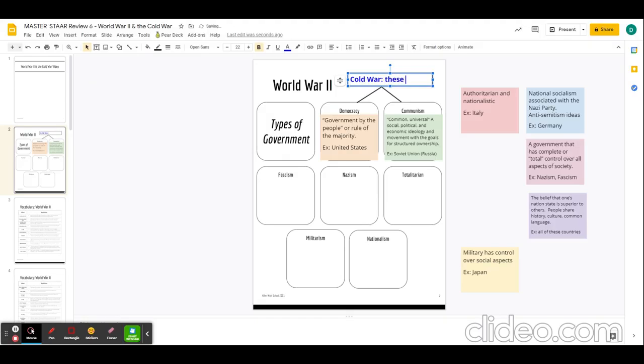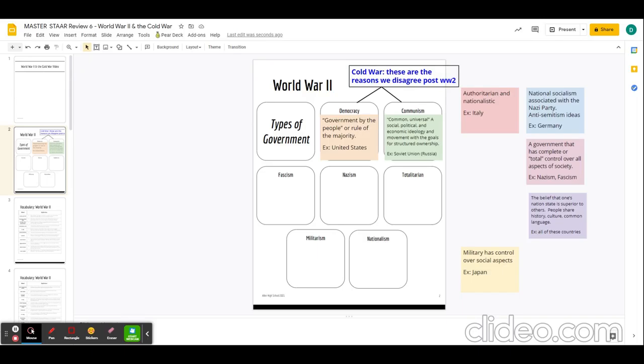These are the reasons we disagree post-World War. So those tensions are there underlying during World War II.